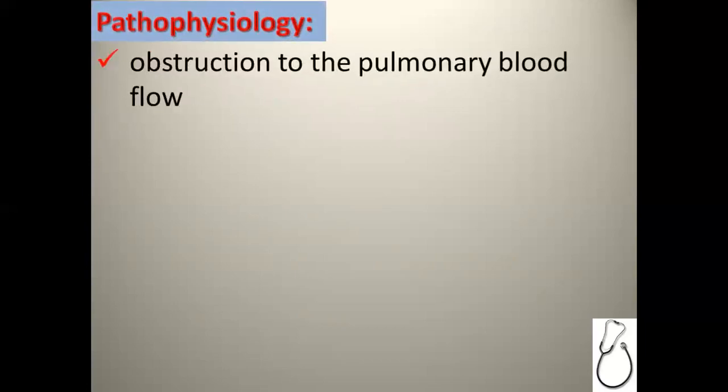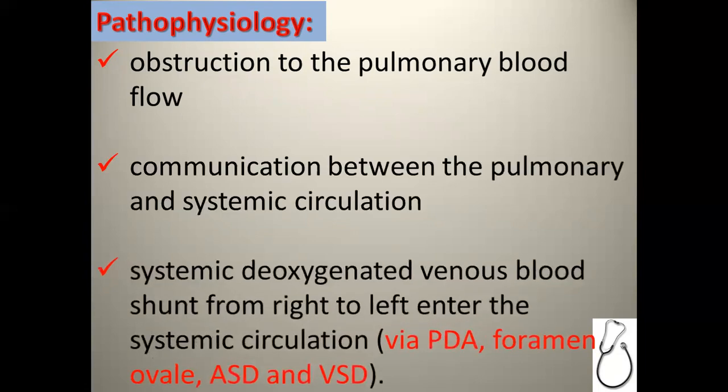Pathophysiology of this group includes: there must be presence of obstruction to the pulmonary blood flow, and also there must be communication between the pulmonary and systemic circulation. Through it, the systemic deoxygenated blood, venous blood, shunts from the right to the left and enters the systemic circulation by either patent ductus arteriosus, foramen ovale, ASD, and VSD.